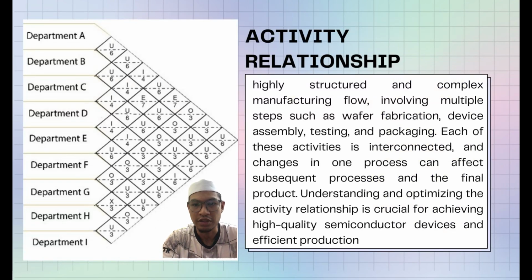For activity relationship, it is a highly structured and complex manufacturing flow involving multiple steps such as wafer fabrication, device assembly, testing, and packaging. Each of these activities is interconnected, and a change in one process can affect subsequent processes and the final product. Understanding the optimization and the activity relationship is crucial for achieving high quality semiconductor devices and efficient production.